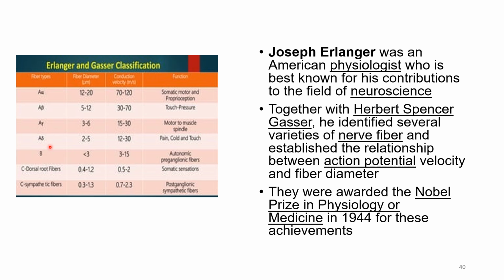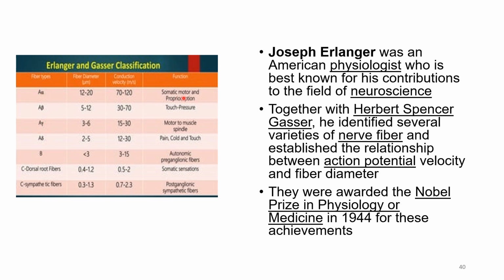Now coming to A delta, it has 2 to 5 microns in diameter and a conduction velocity of 12 to 30 meters per second. These A delta fibers also have only afferent activity. That is, they will carry pain, cold and touch from the periphery to the center. So that is about A fiber types. A is further divided into alpha, beta, gamma and delta.